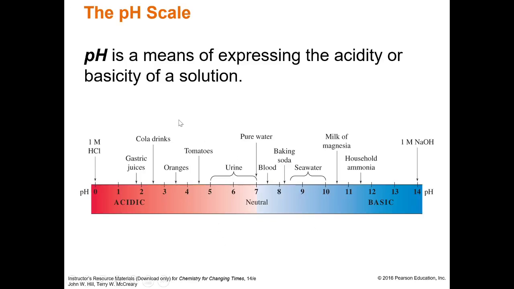So, for example, your gastric juices in your stomach would have a pH that's a little bit below 2. That would be acidic. pHs below 7 are acids. pHs above 7 are basic. And the pH of 7 is called neutral. It's neither an acid nor a base.